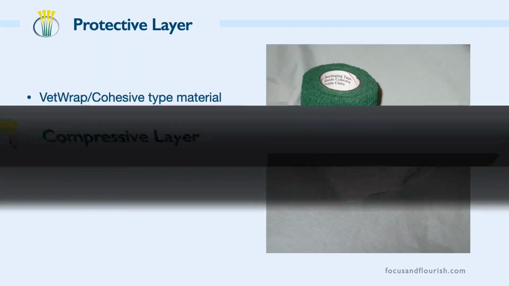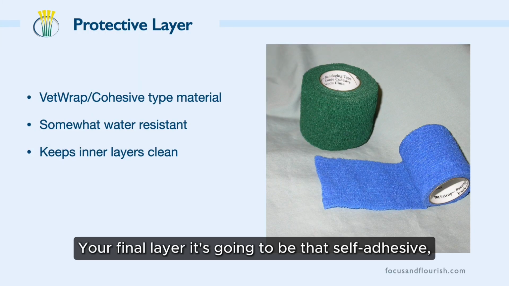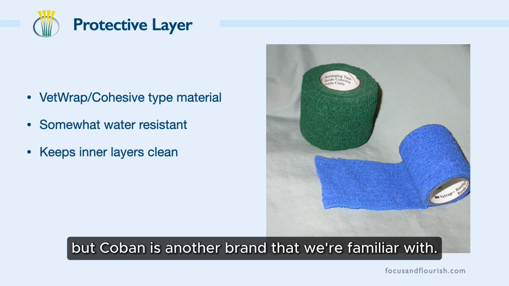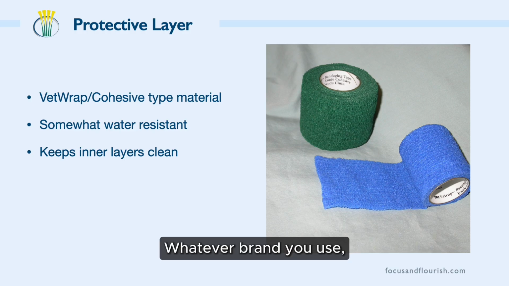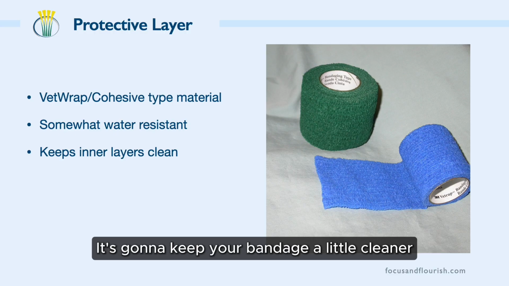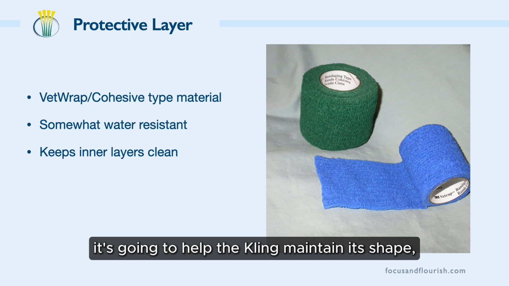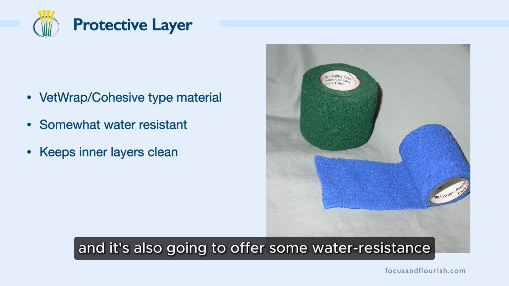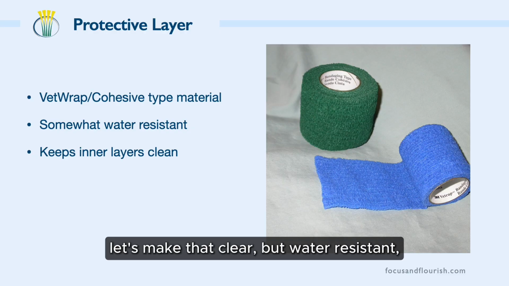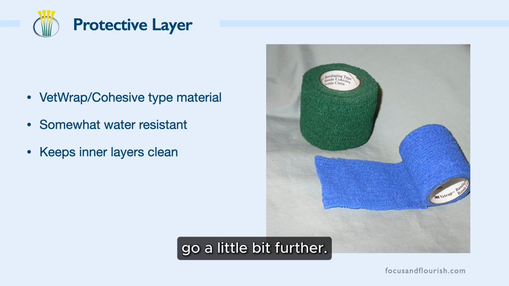Your final layer is going to be that self-adhesive, cohesive wrap style material, such as we have Vetrap here, but Coban is another brand that we're familiar with. So whatever brand you use, this layer is going to serve to protect your bandage. It's going to keep your bandage a little cleaner. It's going to help the cling maintain its shape. And it's also going to offer some water resistance properties for your bandage. Not waterproof, let's make that clear, but water resistance, which is just going to help this bandage go a little bit further.